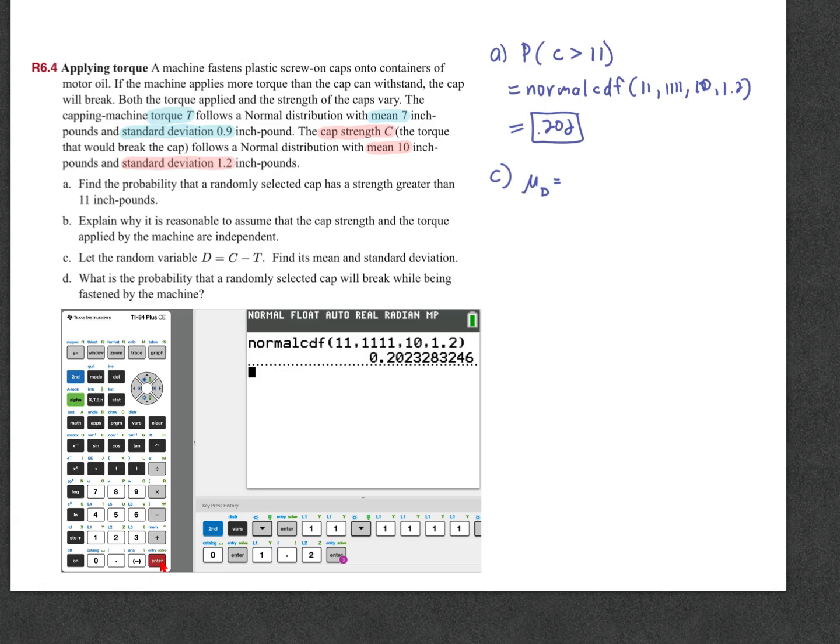when you're subtracting two distributions and you want to find the mean of the resulting distribution, just subtract the means of each distribution. Measures of the center are kind of easy. The mean of C was 10, the mean of T was 7. This will be 3 inch-pounds.